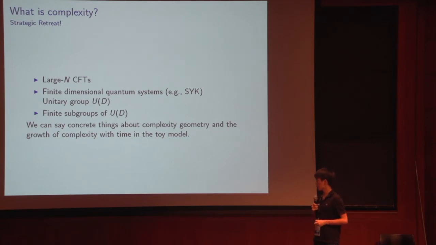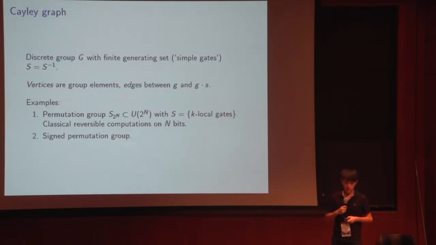And I will describe how if you restrict your attention to a finite subgroup of the possible unitary operations that you can perform on your quantum system, then we can say some rather precise things about the complexity that we can't in the more general case, although we might hope that they could also be true. So to do this, we're going to make some connections with the math literature.